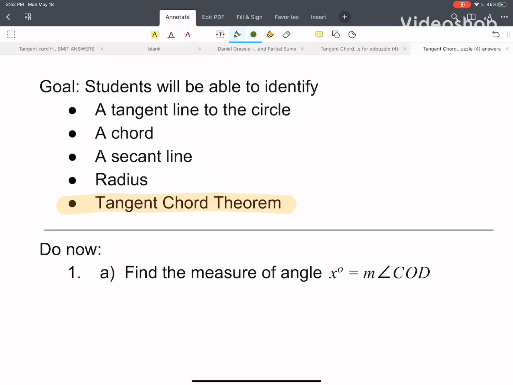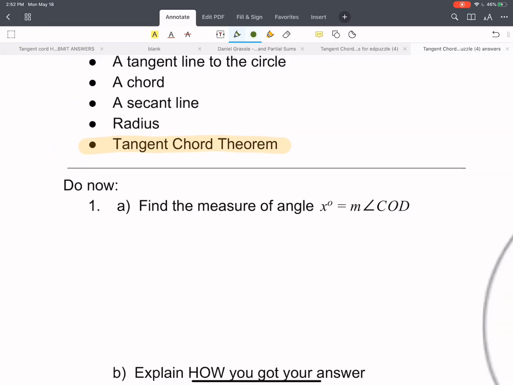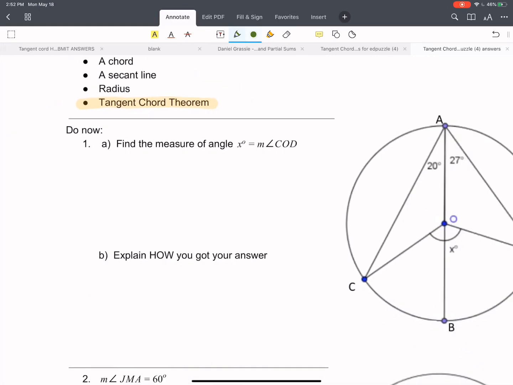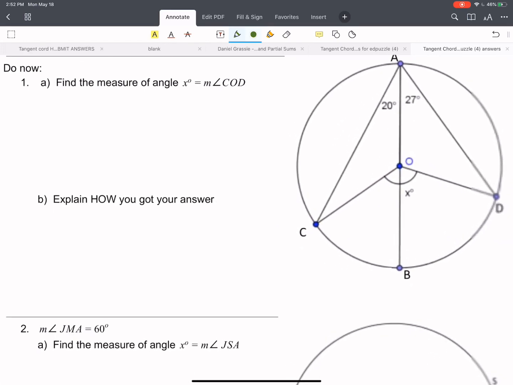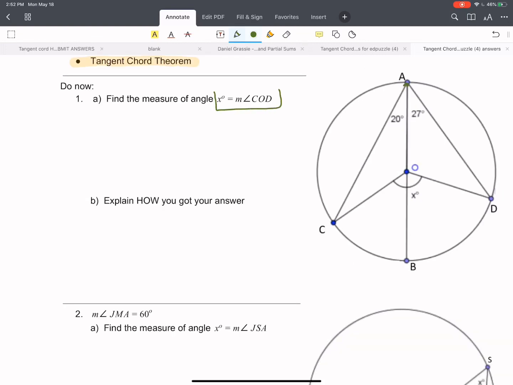Hi everyone. Today we'll be going over the tangent chord theorem, which will review some other great circle vocabulary that we've been doing. So just a little warm up to reinforce what you've been learning so far. Let's see how you guys are doing. Well, they're asking you to find out what measure angle COD is.